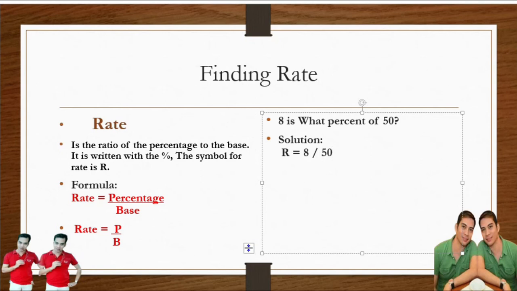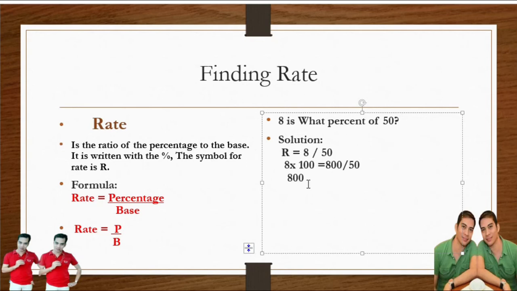So, the percentage is smaller than the base. So, 8 is the percentage and 50 is the base. Okay, so we are going to divide 8 divided by 50. Para po mas mapabilis ang ating gagawin, ito po yung shortcut method. So, yung 8 na percentage, i-times po natin sa 100. So, 8 times 100, the answer is 800.